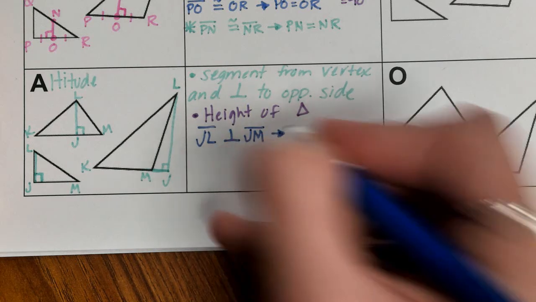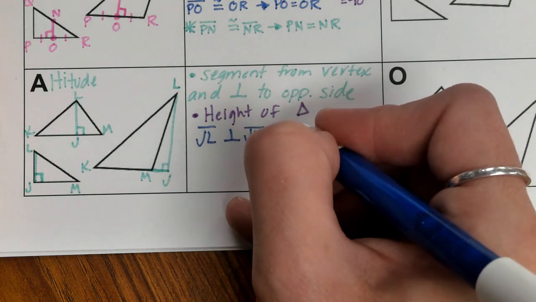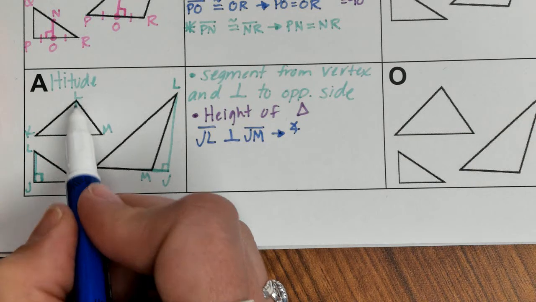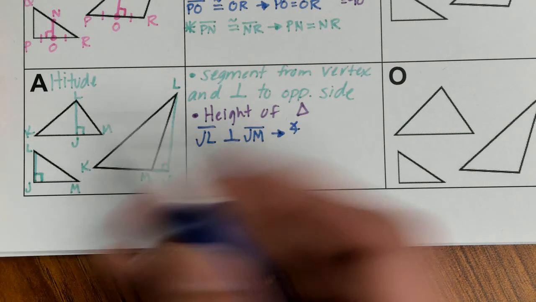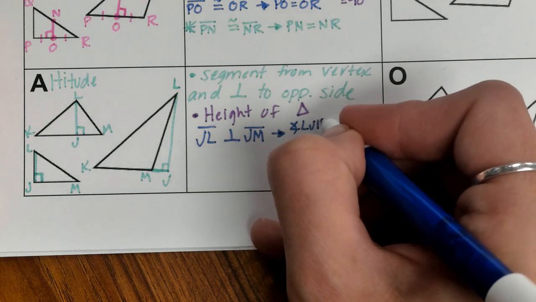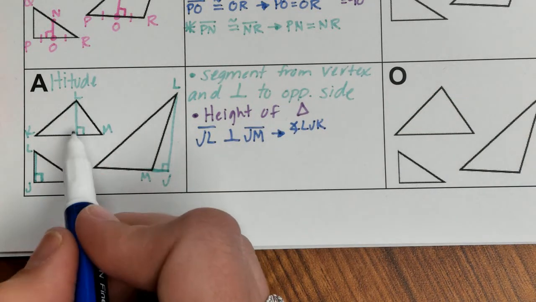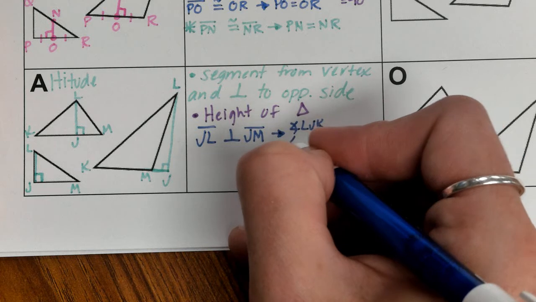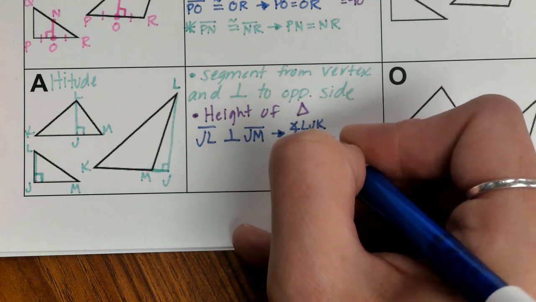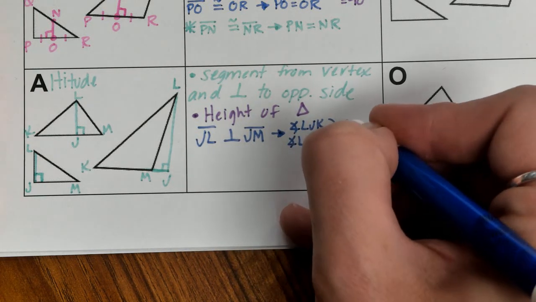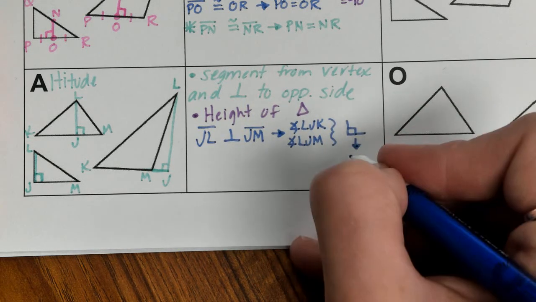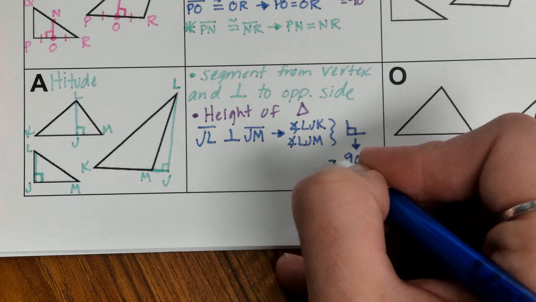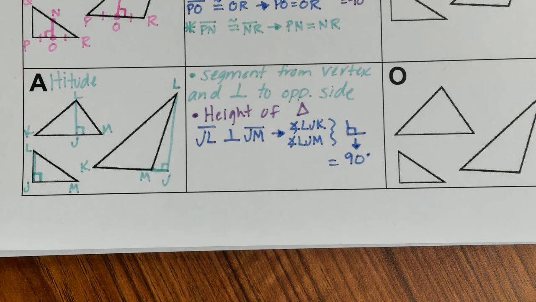Remembering this creates 90-degree angles. So then we have our angles. We can start off with angle LJK, and we have angle LJM. These are going to be right angles, making sure that we understand this is equal to 90 degrees.